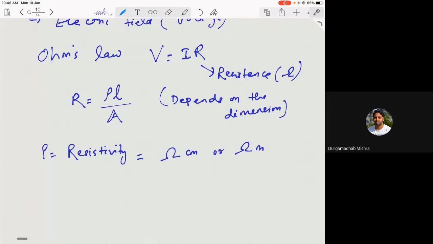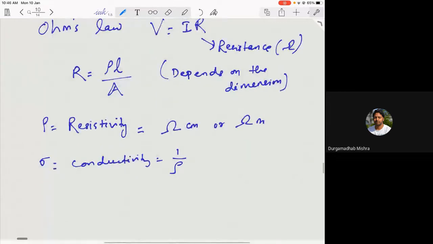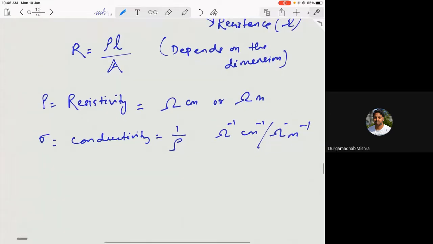Then what is the reciprocal of resistivity? That is your conductivity, which is the reciprocal of your resistivity. You will represent it by ohm inverse centimeter inverse, or ohm inverse meter inverse. This is the unit you can use.